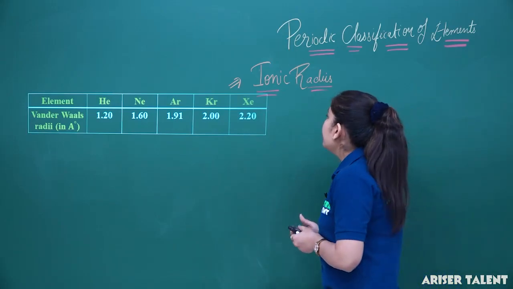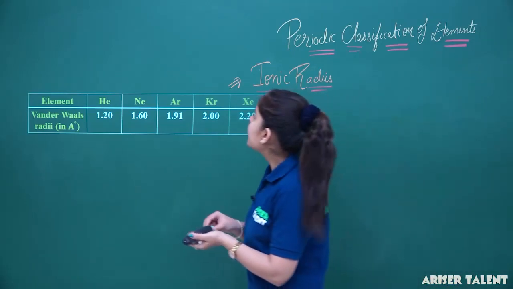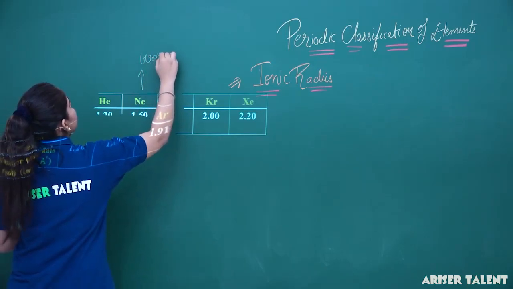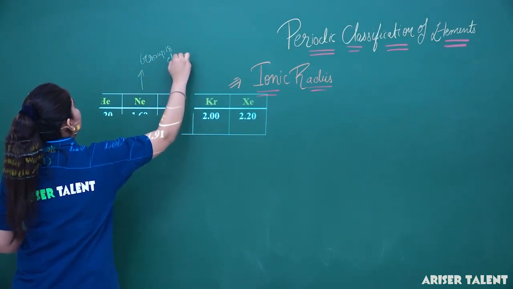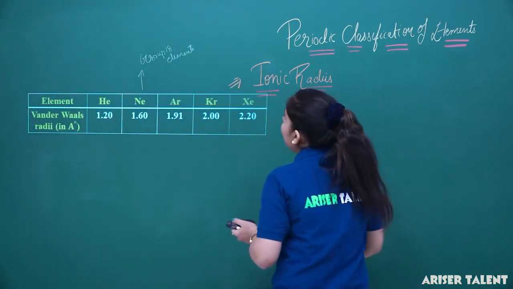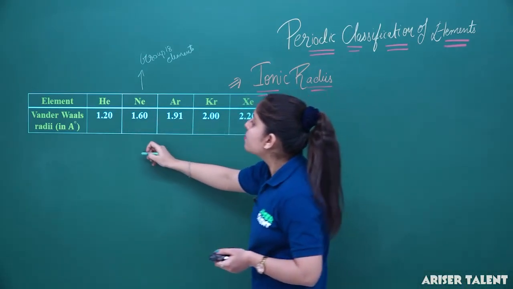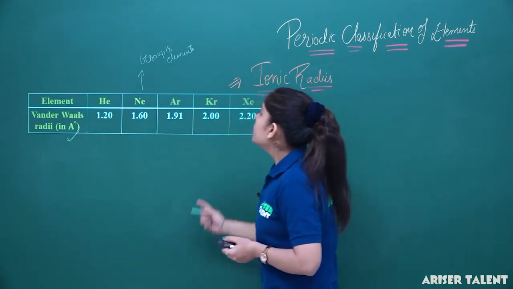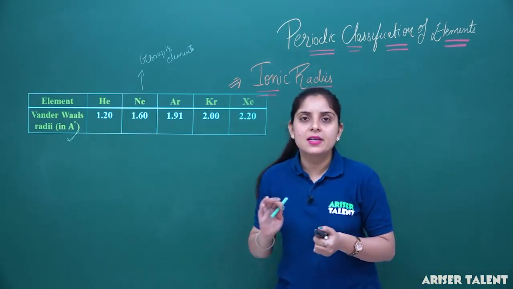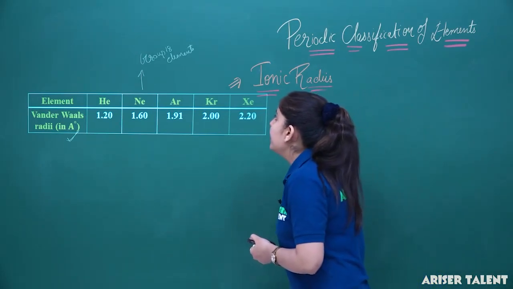This is the tabular description of the van der Waals radii. As I have told you, the van der Waals radius is considered only for group 18 elements, and the group 18 elements will exhibit the van der Waals radii. You can see that the values of the van der Waals radii are very large, and it is usually expressed in angstrom. So this is the tabular description for the van der Waals radius we have discussed. Now let's move to the next topic, that is the ionic radii.